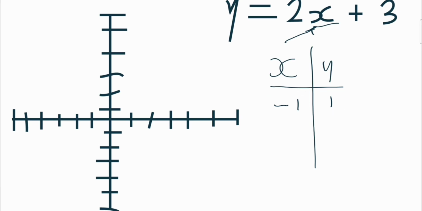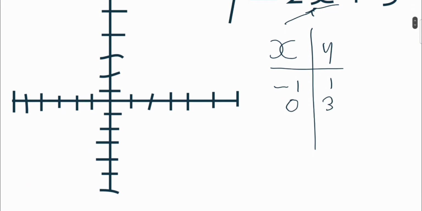Great. So we can now input more values, so we can get a slope. How about we input 0 next? 0. So 2 times 0 equals 0, and then plus 3 equals 3. Great. Now let's do 1. So 2 times 1 equals 2, and then plus 3 equals 5. So when x equals 1, y will equal 5. Great, so this should be enough points to draw our line now.